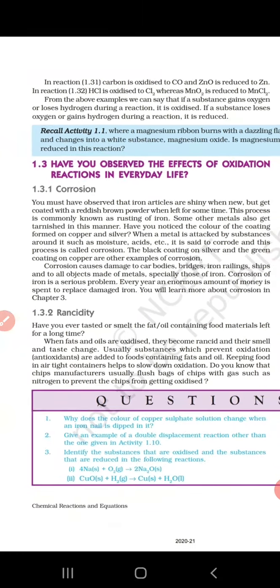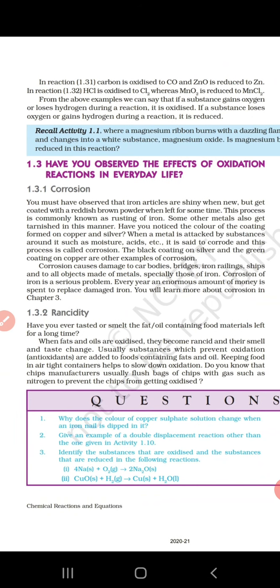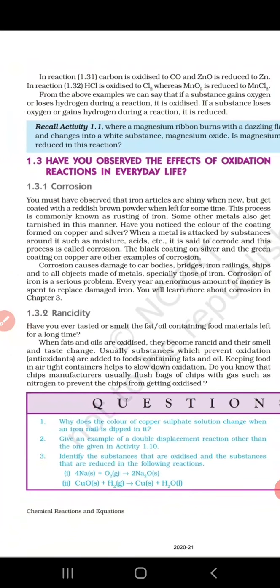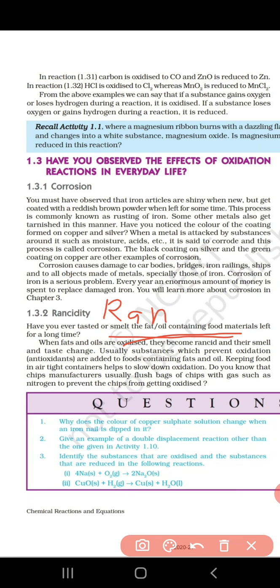Now rancidity. Here it is also the same. When food containing fats or oil is exposed to atmosphere, the smell and taste change. The food containing fats or oil, when exposed to atmospheric conditions, their taste and smell change. Then we call such food rancid food.